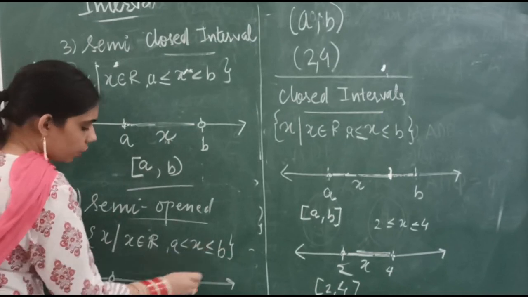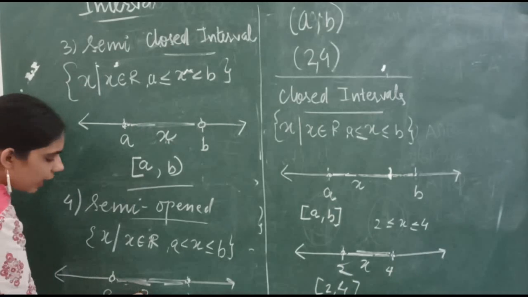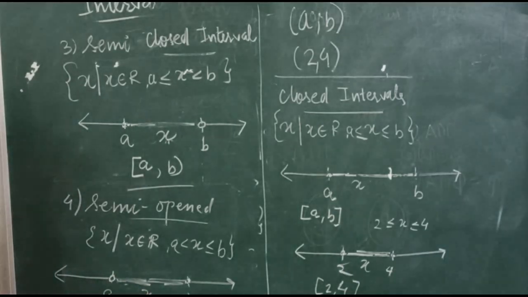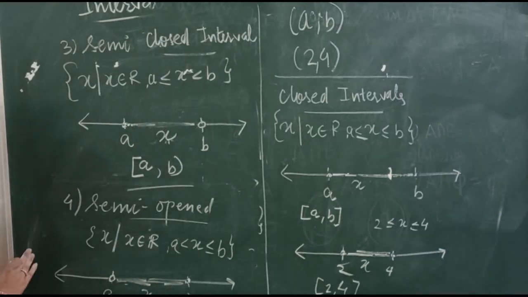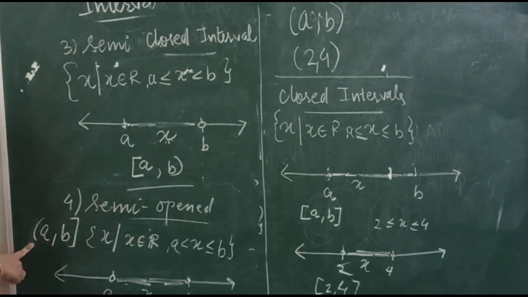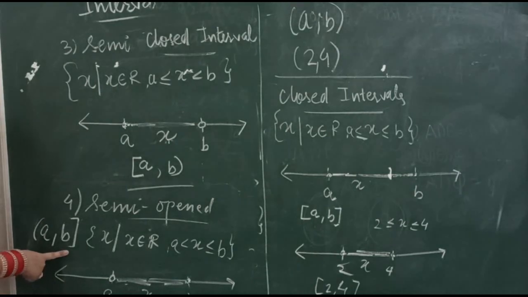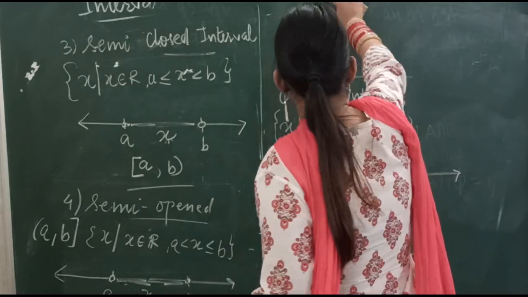because it is closed from B, I will bold this line and will write X. And if I have to represent it, I will simply represent it as it is open from A and closed from B.